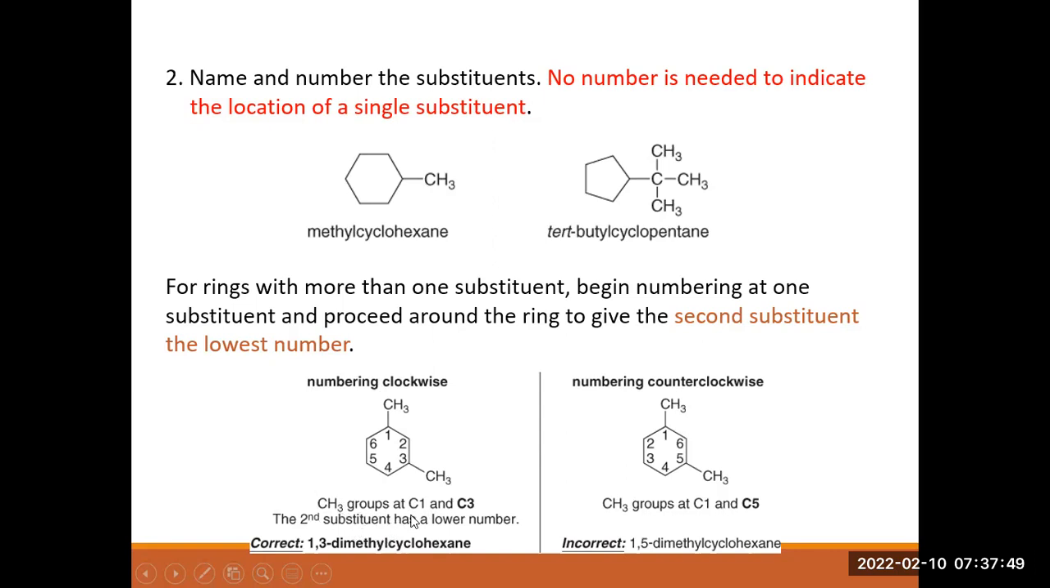So CH3 groups at C1 and C3, those are the substituents. Again, this is a ring, and we normally don't see it from the given examples we had before. So the substituents are at position 1 and position 3. So that's 1,3-dimethylcyclohexane.